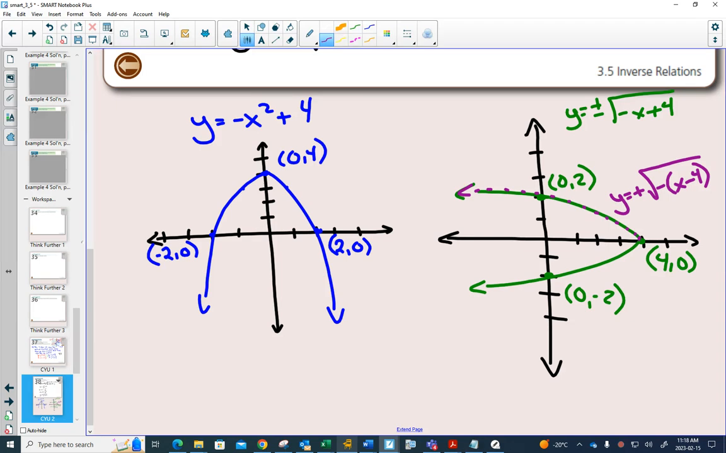In fact, can you see that in the green equation, if I factored out a negative, I would get x minus 4. And this is a square root graph, flipped horizontally and moved 4 to the right. The bottom one here, which I'll just write in green, its equation would be negative square root of negative x minus 4. It had a vertical reflection, a horizontal reflection, and then moved 4 to the right.